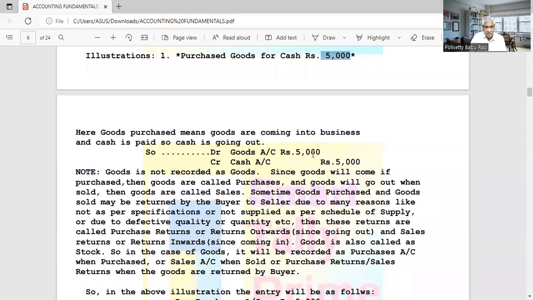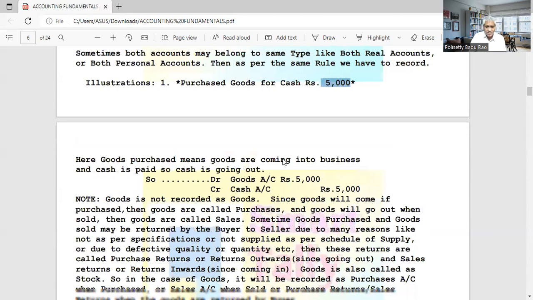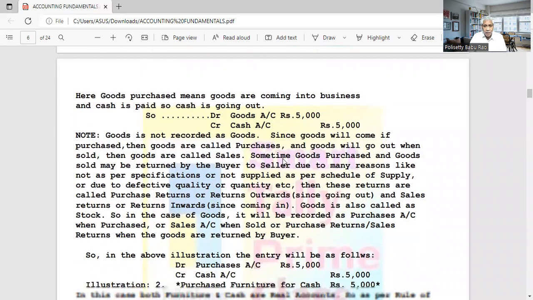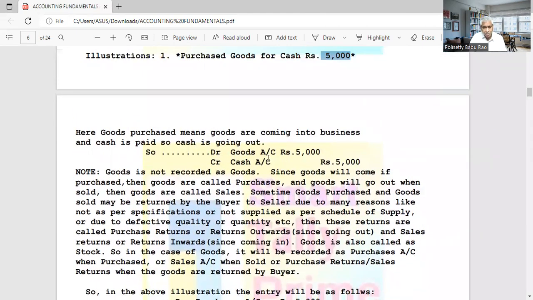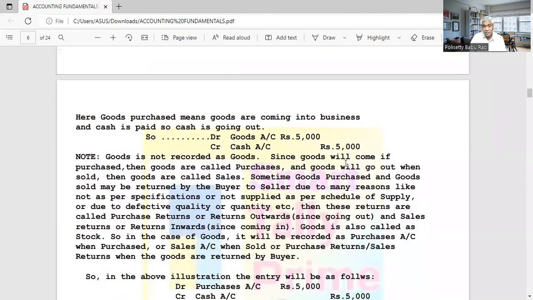Okay, understand? Similarly, I will tell you one more example. Purchased furniture for cash, or suppose sold goods for cash. In such a case also, goods and cash. Sold means cash is coming into the business, so cash account is to be debited. Sold goods means goods are going out, so goods account is to be credited. Just opposite to purchase. In purchase, goods account debit, cash account credit. In the case of sales, cash account debit, goods account credit.